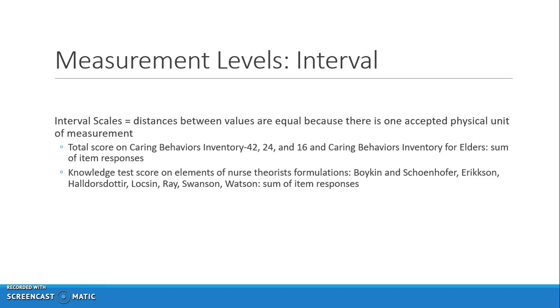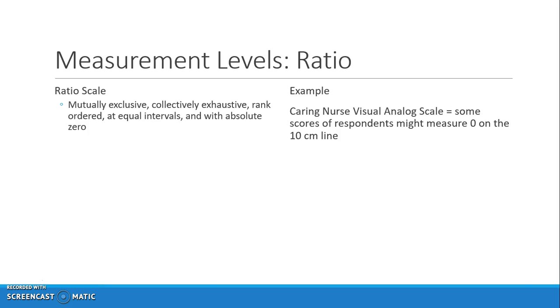There's a sum of item responses. Not everybody uses that. Sometimes they use mean scores for each of the subscales and the overall. Knowledge test score related to nurse theorist, and here's the array of the theorists. Basically, what do you know about them? And here's another example of the sum of item responses.